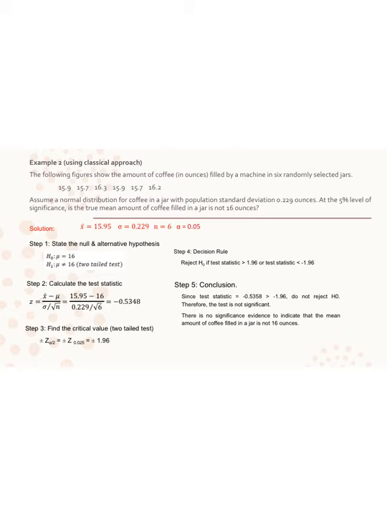So they want to test, okay, at the 5% level of significance, is the true mean amount of coffee filled in a jar not 16 ounce. Okay, so keyword kat sini not. So not here, the symbol yang kita akan gunakan adalah not equal. Kalau contoh yang tadi tu, it's clearly say that less than, betul tak? Okay, yang ni not, so symbol dia adalah not equal.